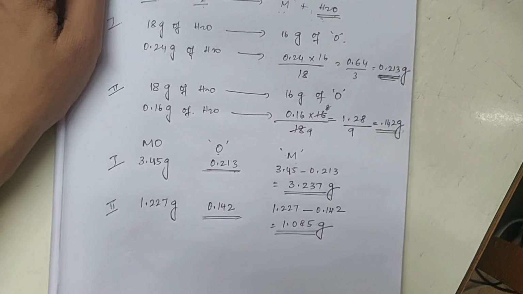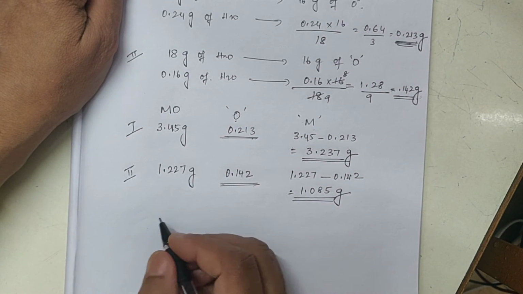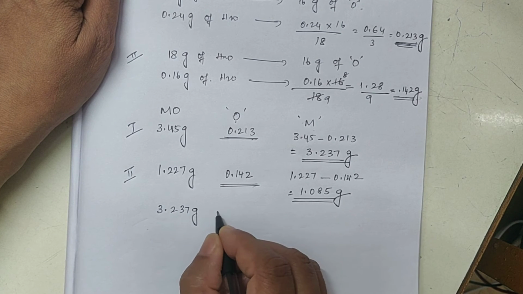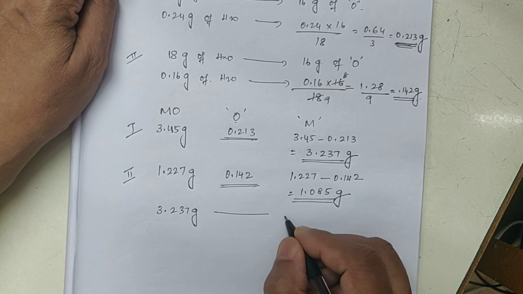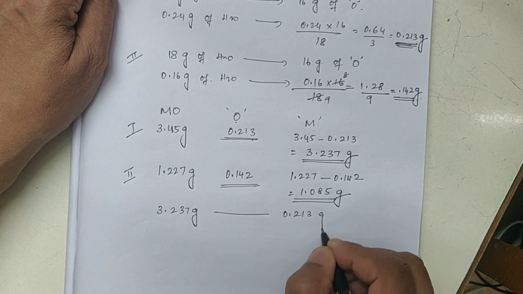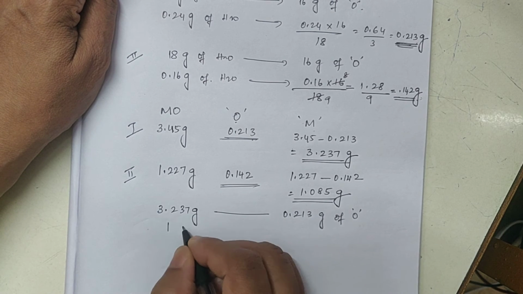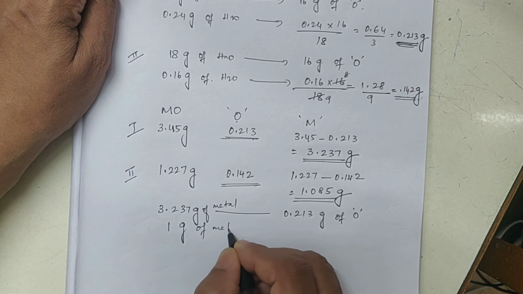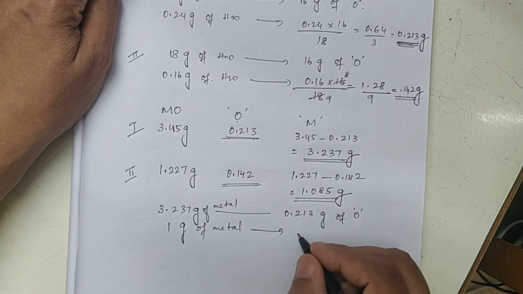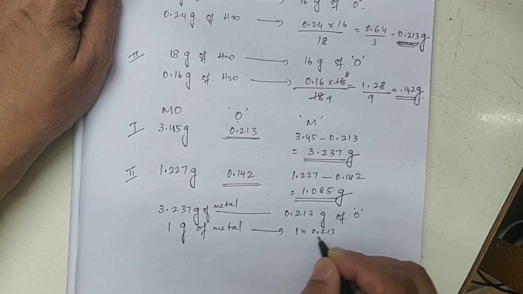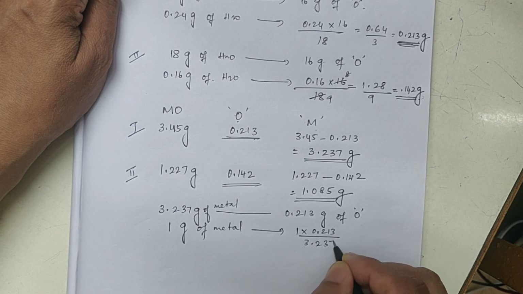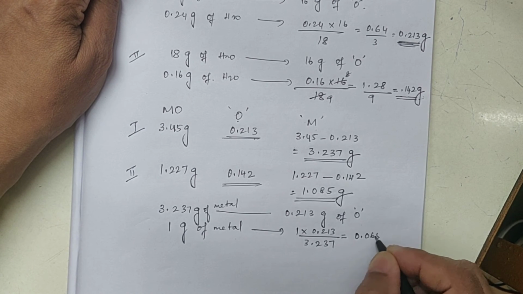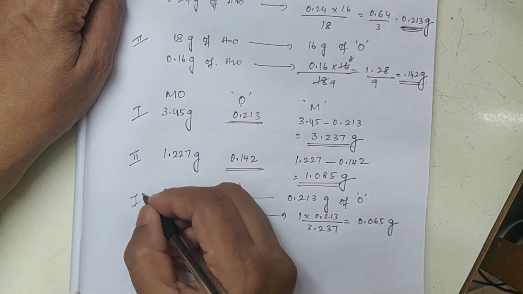Now we have to correspond it to 1 gram as usual. So what you will do? 3.237 gram of metal is combined with 0.213 gram of oxygen. Therefore 1 gram of metal will combine with how much? So 1 into 0.213 by 3.237. So this will come to be 0.065 gram. This is your first oxide.